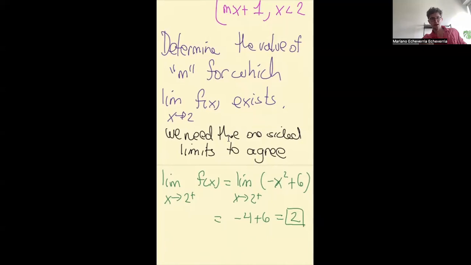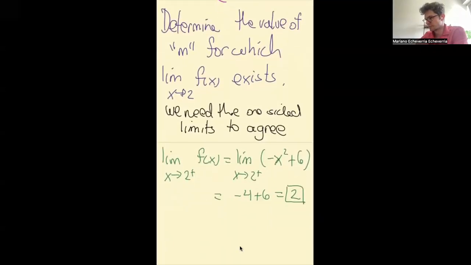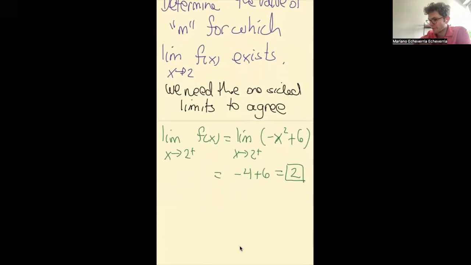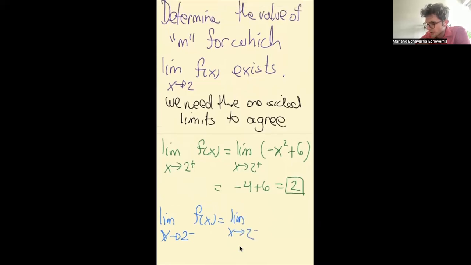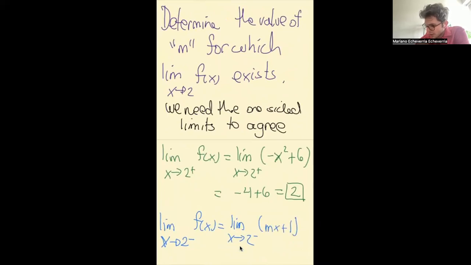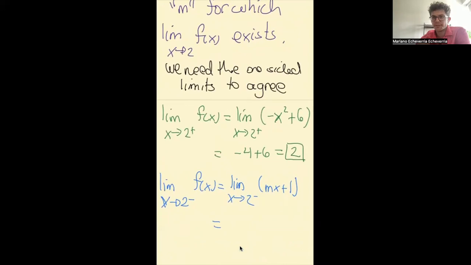Okay. And then we need this other one-sided limit. And again, since now you're choosing values of x which are less than 2, you can replace it with the second formula that I gave you, which is mx plus 1. And again, you can replace x with 2 because it's like a polynomial, a straight line. So you get 2m plus 1.